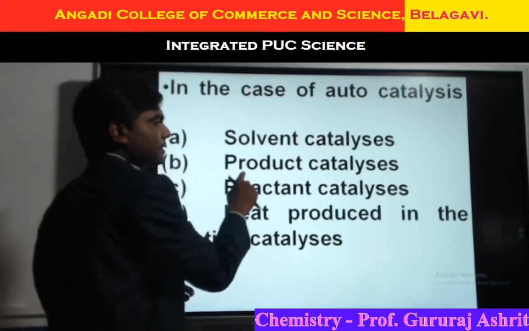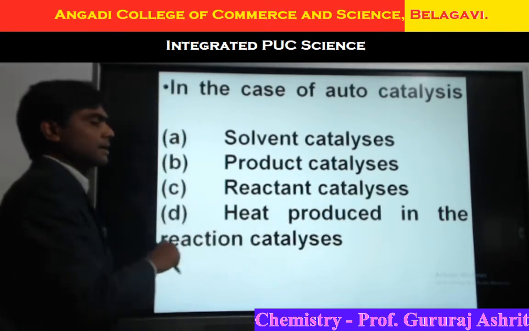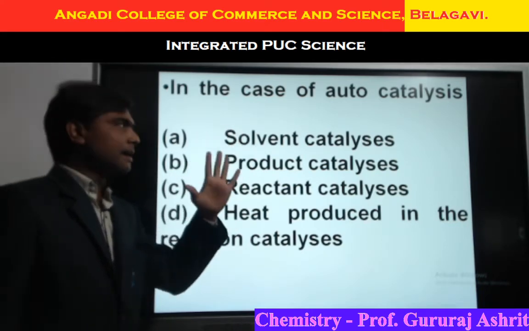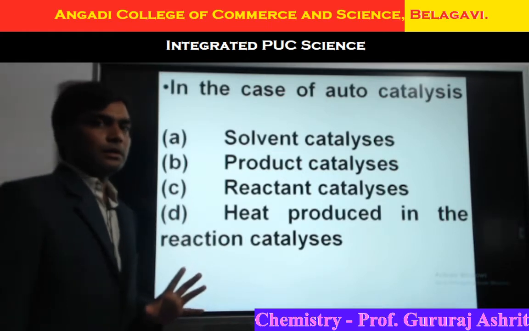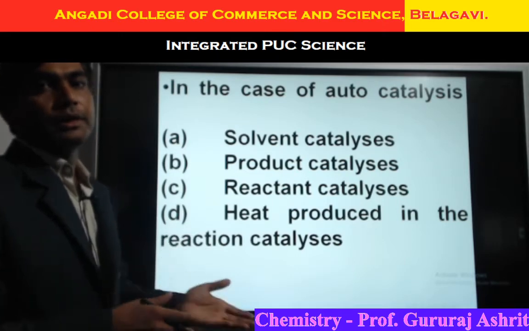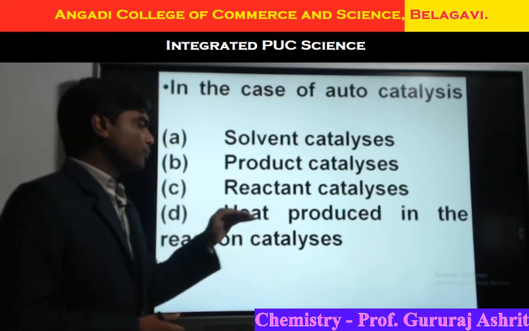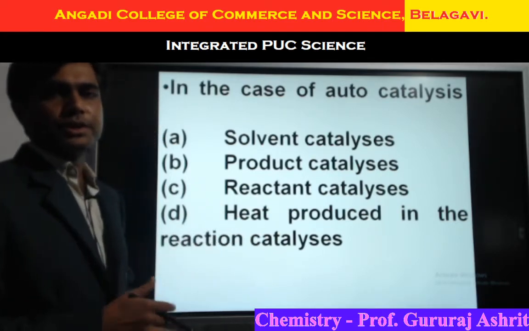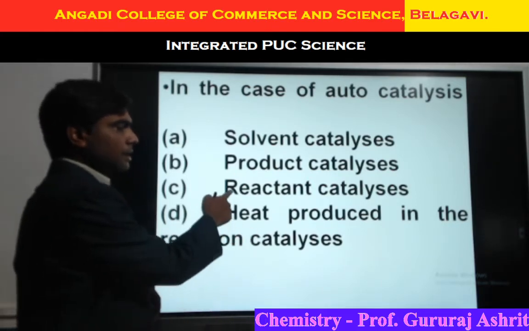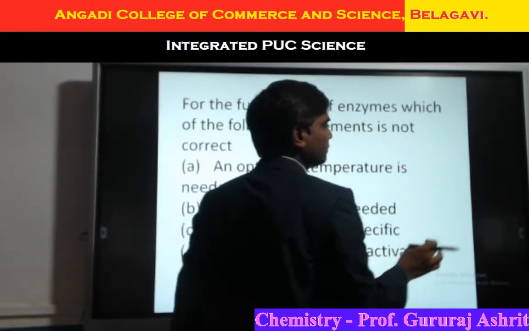So, solvent catalysis, product catalysis, reactant catalysis, heat produced in the reaction catalysis. All four options you can see. Solvent means it is a reactant only, but not only the single reactant will do this process. Product catalysis, no, because the product has been formed after some reactions. Reactant catalysis, yes, as I already told. And heat produced in the reaction: in some reactions heat is produced, in some reactions heat is not produced. So we cannot go for that option. The correct answer is the third one, that is reactant catalysis. Okay. Next question.